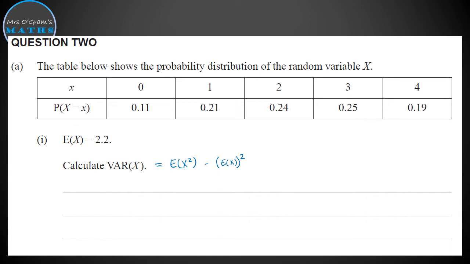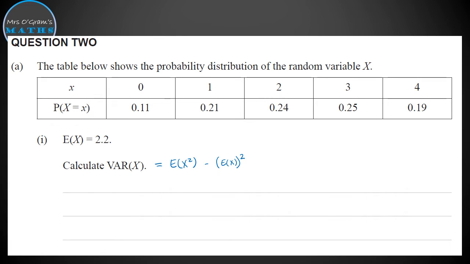So question 2 starts off with a probability distribution for a random variable x. It's already worked out E of x for us, which is the expected value or the mean, and we are asked to calculate the variance of x, which is to do E of x squared minus that calculated value squared.